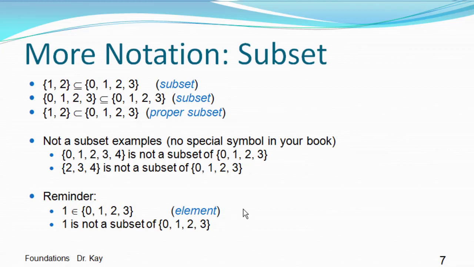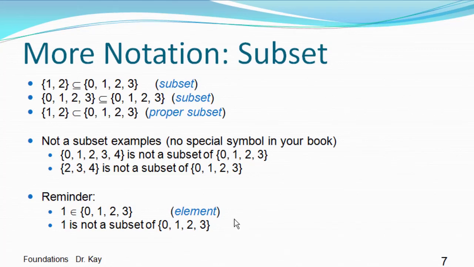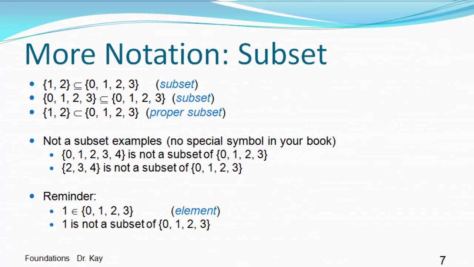So 1 is indeed an element of this set, but 1 is not a subset of this set. You can only have a subset if you're a set. So the set containing 1 is indeed a subset of the set {0, 1, 2, 3}, but the number 1 by itself is not a subset.